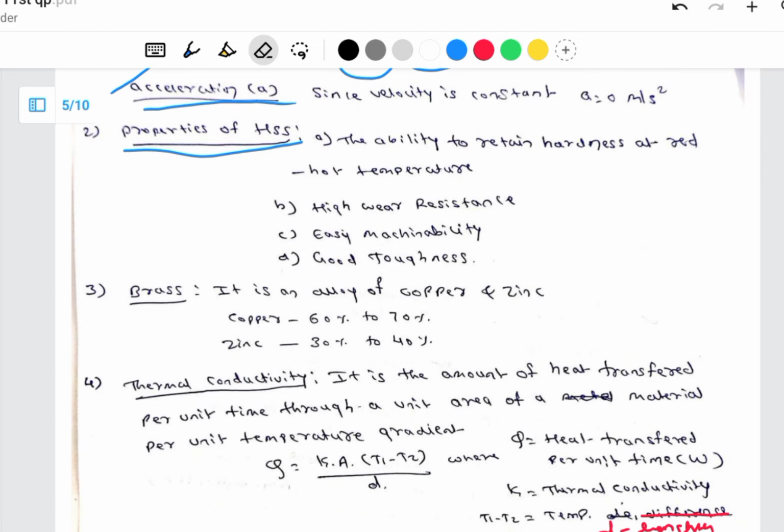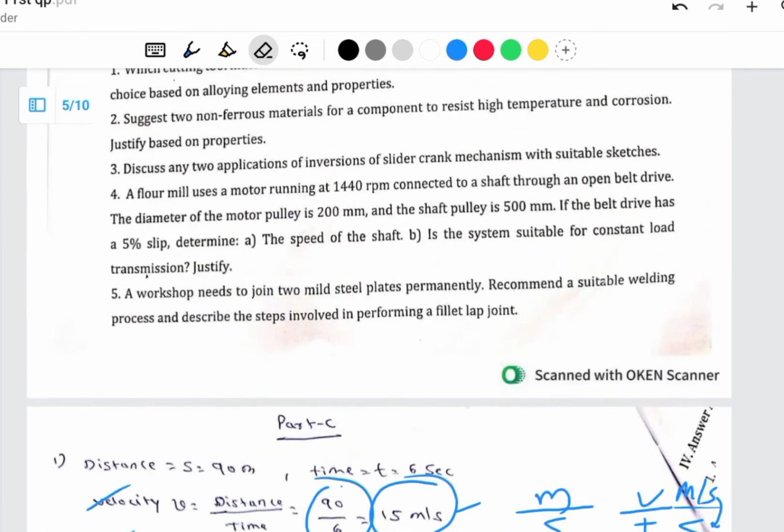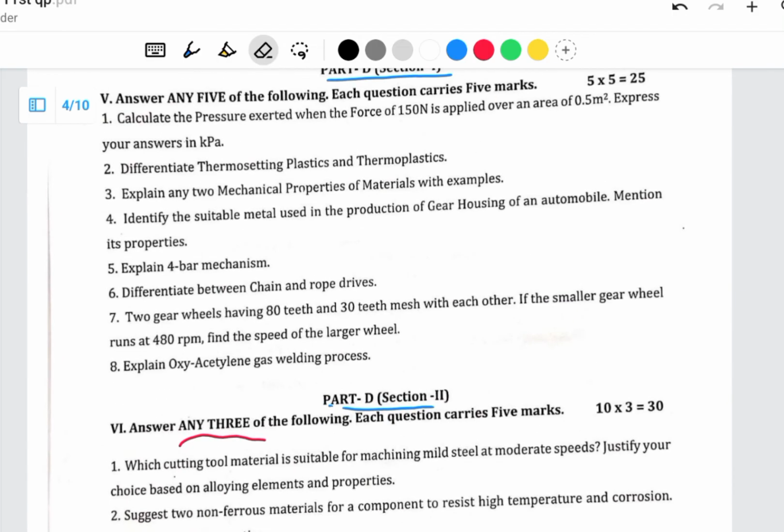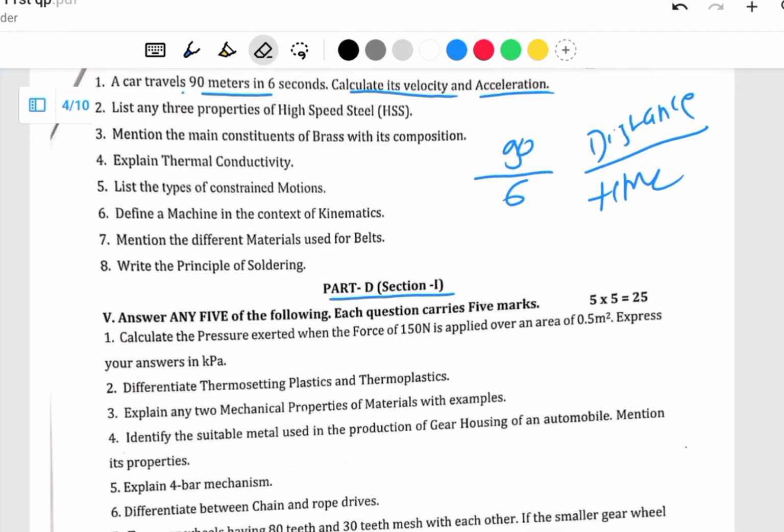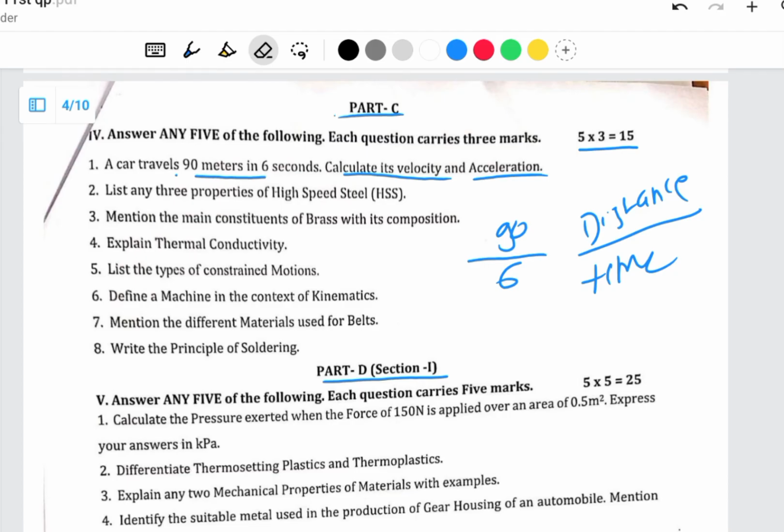Okay, next, the properties of brass. Let us see the question. They have asked to mention the main constituents of brass with the composition. Here you can see the composition of brass they asked. And next, explain the thermal conductivity and list the types of constrained motions. These answers we're going to see.